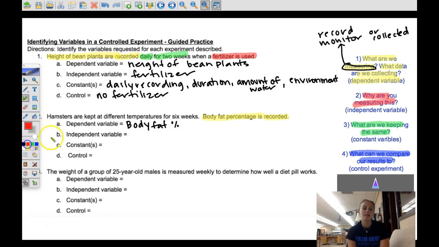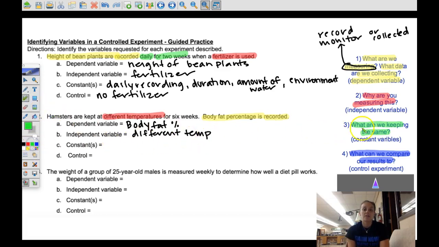The next question you ask yourself is, why are you measuring this? Why do we want to measure the body fat percentage of hamsters? What's going to make a difference in that? And after rereading the experiment, it looks like there are different temperatures. So one can imply, or one can kind of assume, that there might be really, really cold temperatures and really, really hot temperatures.